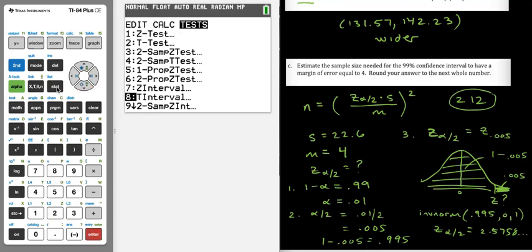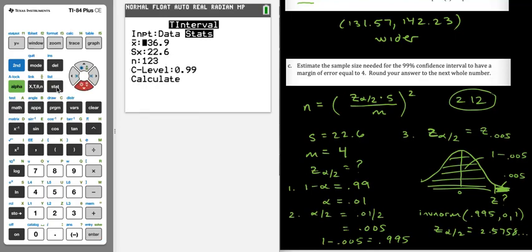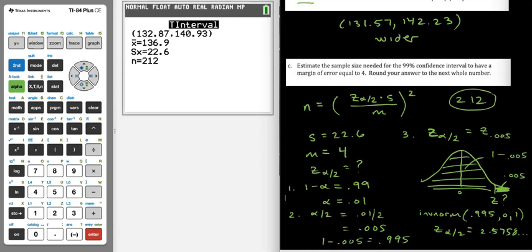And I encourage you with these problems to go back into t-interval and check your answer, see if this actually works out. So if you go into t-interval, we already have our sample mean and sample standard deviation in there. Let's increase that sample size to 212 with our 99% confidence interval. And you can see here that the mean of our interval, 136.9, is approximately 4 away from each endpoint. If you added 4 to 136.9, you would be at 140.9, which is basically what you're at. And if you went 4 in the opposite direction, you'd be at 132.9. So again, this particular sample size allows us to achieve a confidence interval with a specific margin of error.